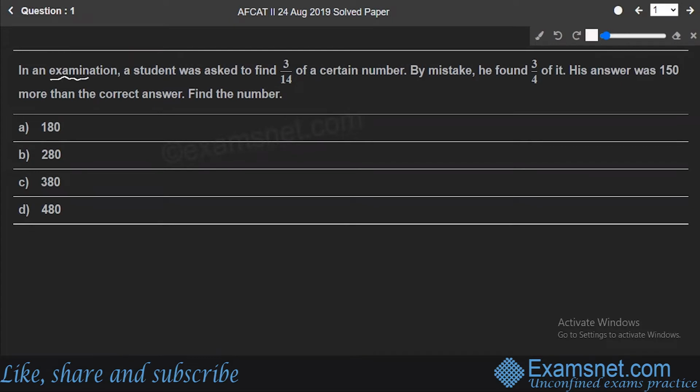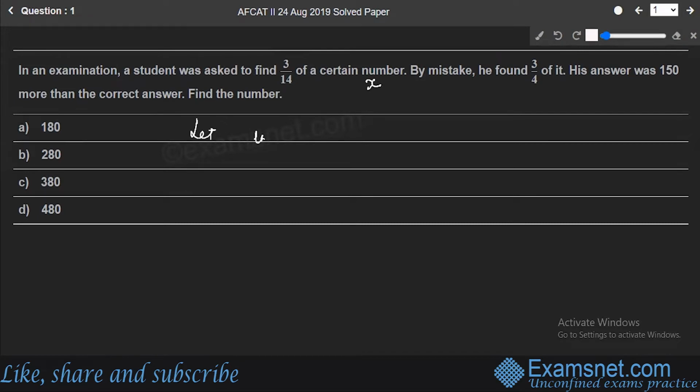It says in an examination, a student was asked to find 3 by 14 of a certain number. By mistake, he found 3 by 4 of it. His answer was 150 more than the correct answer. So you have to find out the number. First of all, let's assume the given certain number was x.